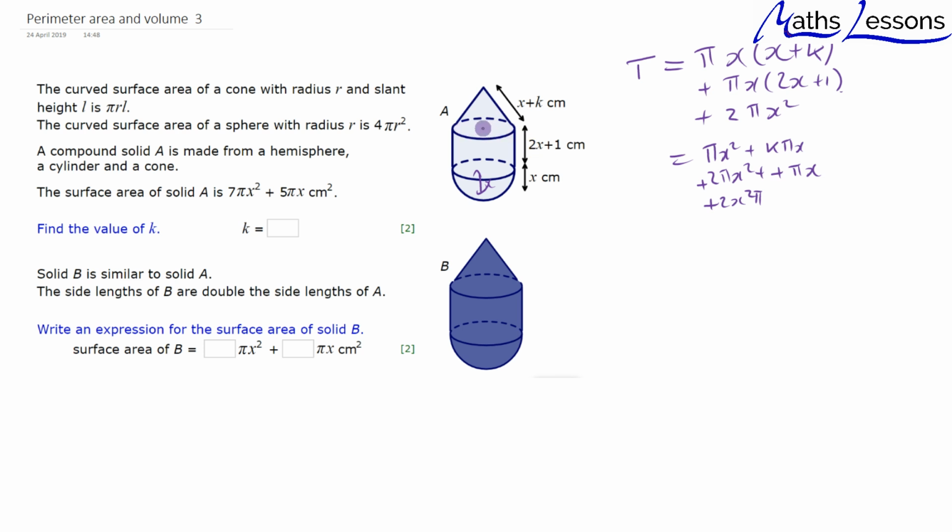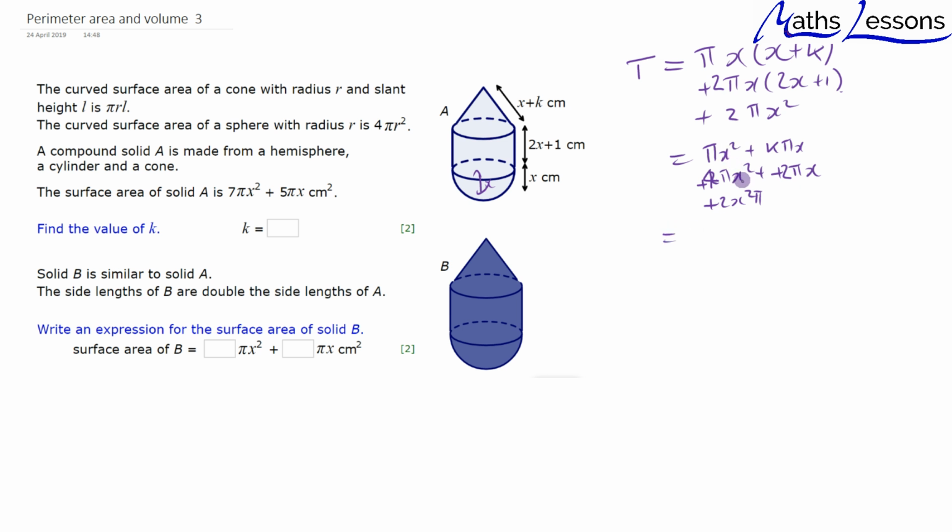And what I realised is this curved area here is going to be the circumference, which is 2 pi r times the height to get that curved area. And I only did pi times r, and I want a 2 pi r. So if I double that, I'm going to get 4x squared here, and I've got 2 pi x times 1. That means I'm going to get another 2 pi x here.